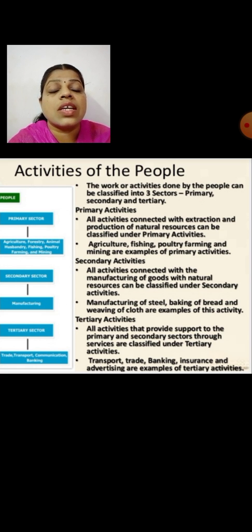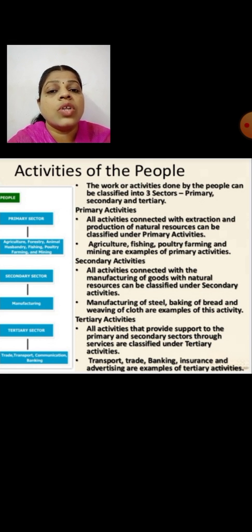Then what about the secondary activities? All activities connected with the manufacturing of goods from natural resources can be classified under secondary activities.